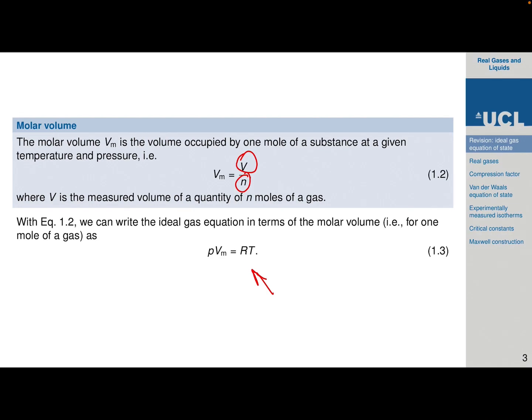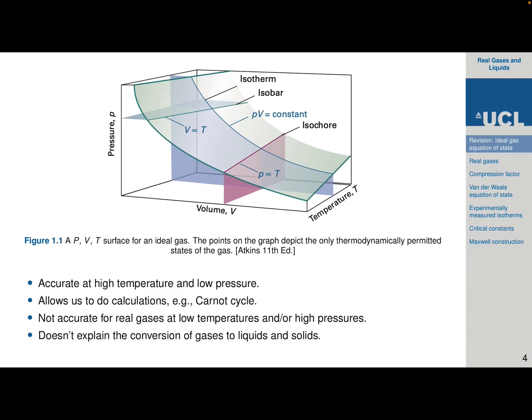Okay, but this is all very much revision from the first part of the notes, as is this graph. So this is now a typical PVT surface for an ideal gas. And you can see this is just a nice monotonic function in temperature, volume, and pressure. Right? So as we've said, this is accurate at high temperature, low pressure, but not under all conditions. So it's not accurate for real gases at low temperatures and high pressures.